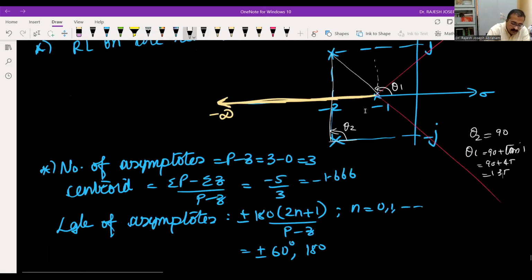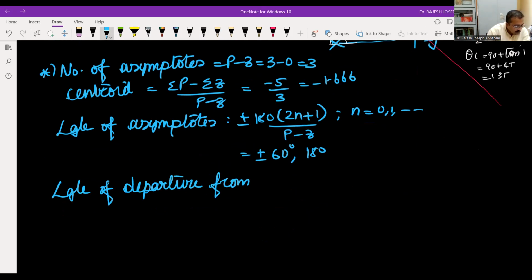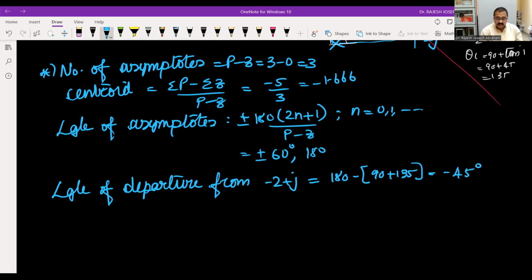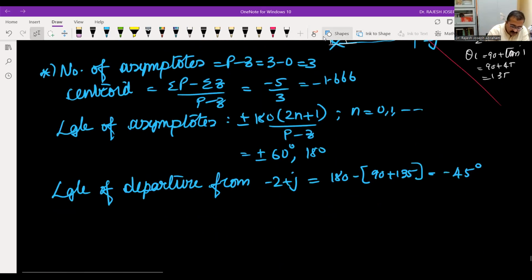Okay, what is the next step? Angle of departure from -2 plus j will be equal to 180 minus the sum of angles from poles. That means 180 minus (90 plus 135), and that turns out to be -45 degrees. Okay, -45 degrees. Now what next? Since these asymptotes are at an angle, they will cut the j omega axis. So as a next step, we need to calculate the j omega axis crossings.